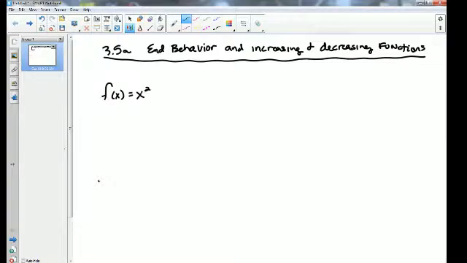We'll start with something pretty straightforward that you know and love, the parent function x squared, right?